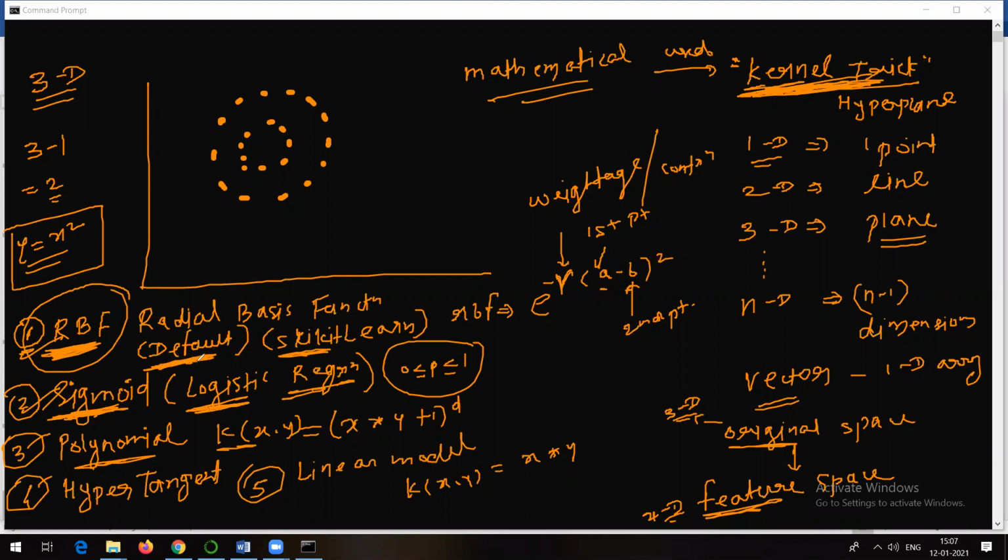If you want to change, instead of RBF, if you want to make use of some other function or method, yes, you can make use of that. But the default is RBF. So remember, there can be a question: which function can be used as a default by the kernel trick in case of support vector machine? Your answer should be RBF, radial basis function. Okay.